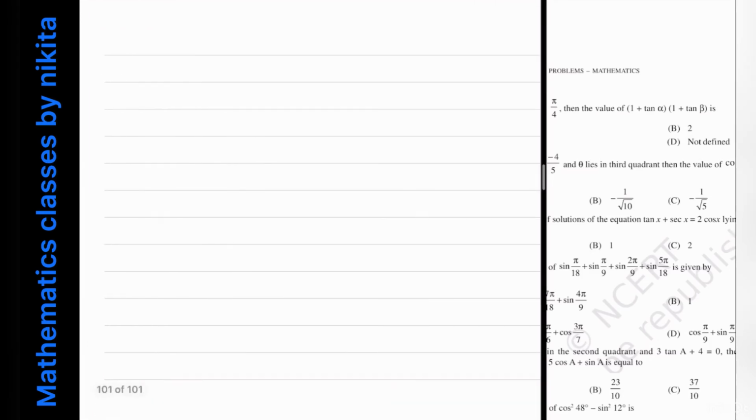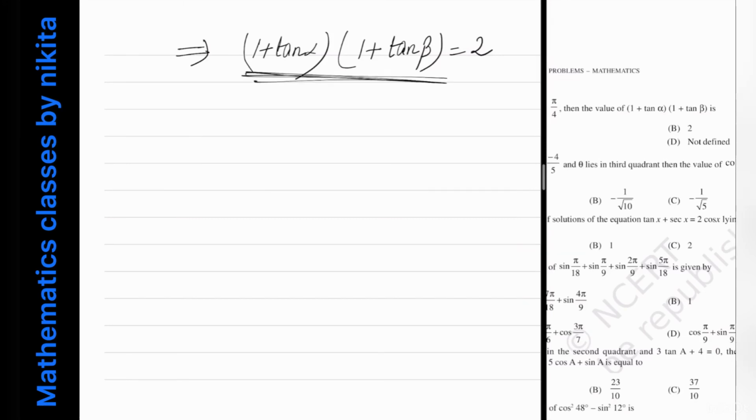So this implies 1 plus tan alpha into 1 plus tan beta is equal to 2. So you had to find the value of this. So the value of this is 2. So that means the correct answer is option number B. So B is my correct answer.